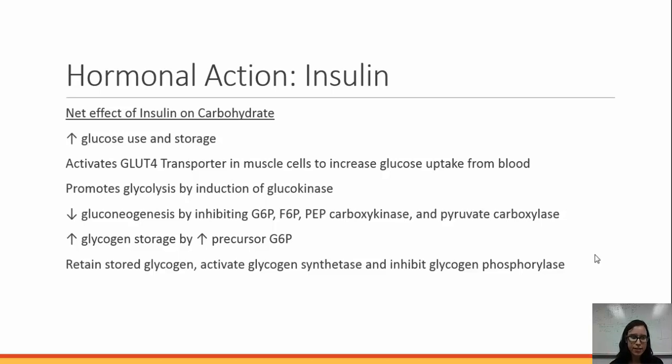It decreases gluconeogenesis because we've already got enough glucose. We don't really need to make more glucose. And it increases glycogen storage. In addition, it helps retain the glycogen that we have, and again, increases glycogen production.